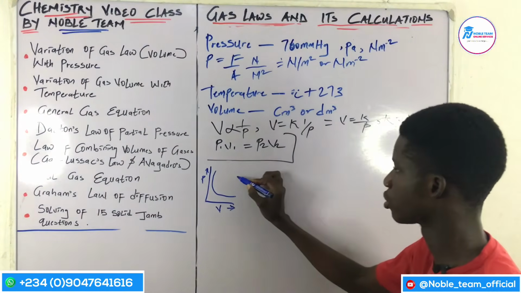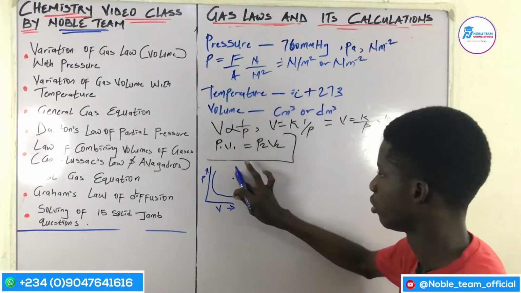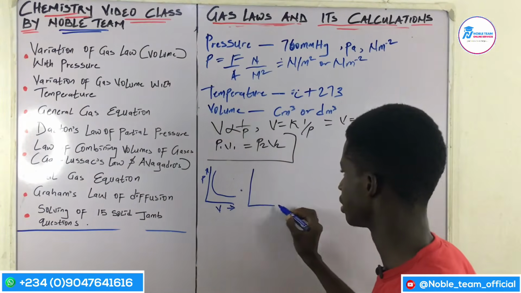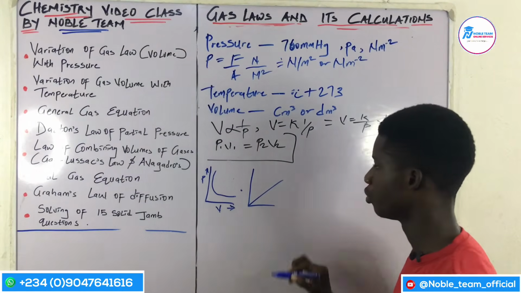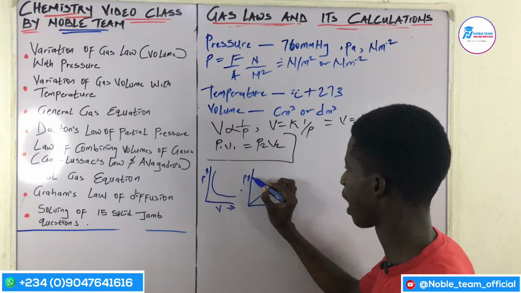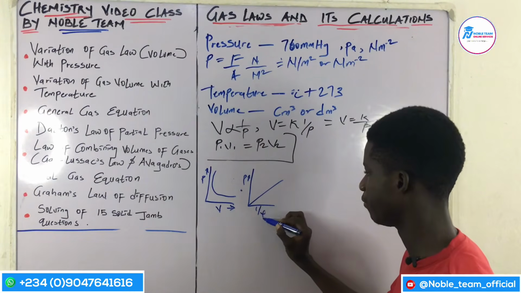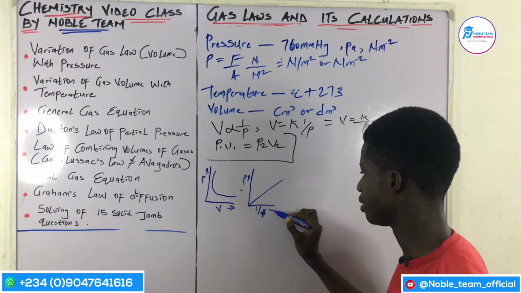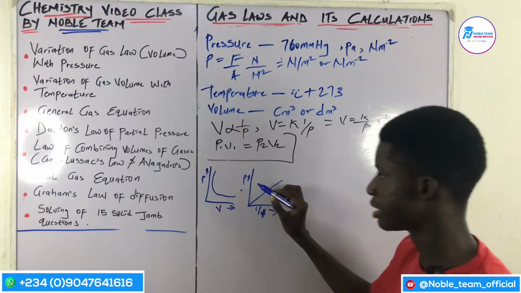Now we have the second graph, which is this. The line is moving from the origin. So I have my P and the arrow is moving outward, and I have 1 over V, and the arrow is moving outward. This is the second graph.